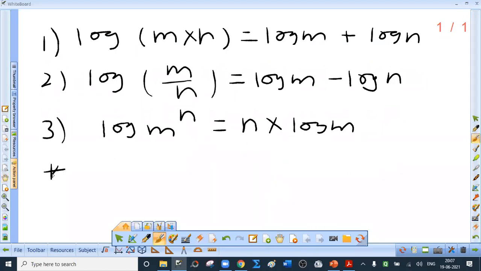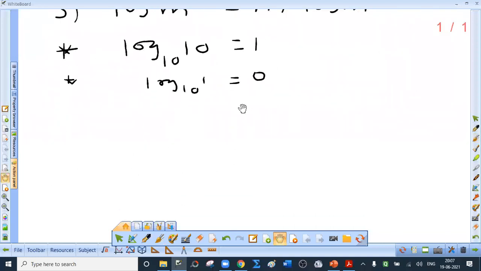Now you should know that log of any number to the same base is always 1, because logarithm is the power to which the base should be raised, right? So log 10 to the base 10 is 1. What is log 1? Log 1 is always 0. Suppose the base is 10. Logarithm is the power to which the base should be raised. So 10 raised to which number is 1? 0. And that is why log 1 is 0.